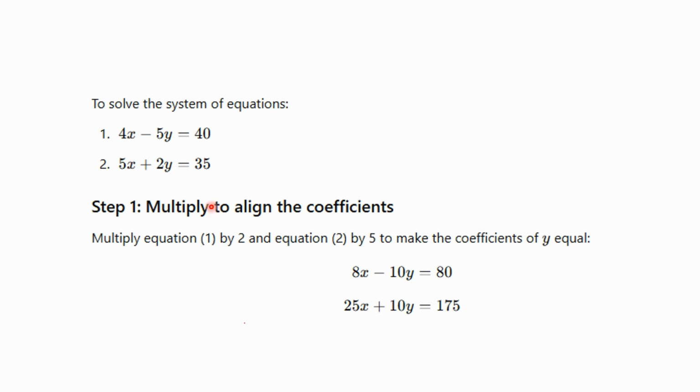You can align coefficients of y to make them equal. Like here, if you take 4x minus 5y equals 40 and multiply it by 2, it'll give you 8x minus 10y equals 80. And you do that on the second equation, multiply it by 5. Instead of 5x, it becomes 25x. Instead of 2y, it's 10y. Instead of 35, it's 175.